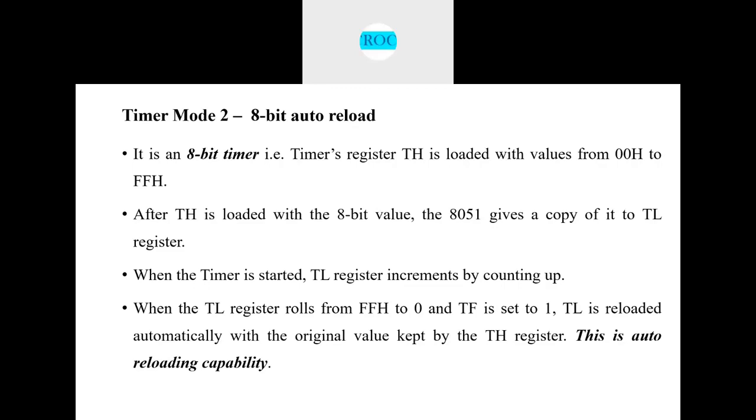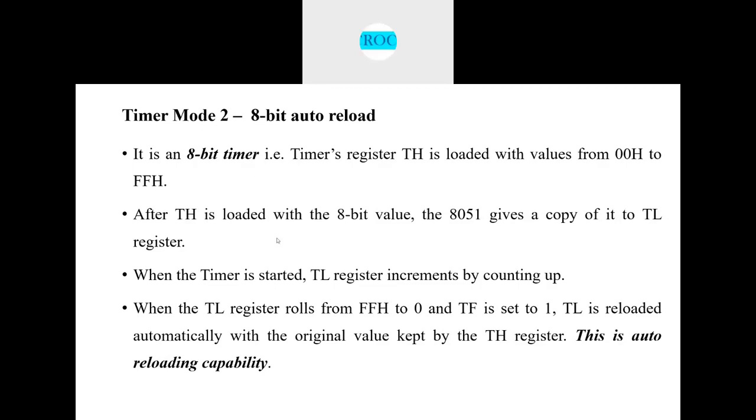Timer mode 2 is an 8-bit timer. The timer register TL is loaded with values from 00H to FFH here. We use only the higher byte register, TH, to load the initial count values. We don't use the TL register directly here. I will explain how the TL register is used.